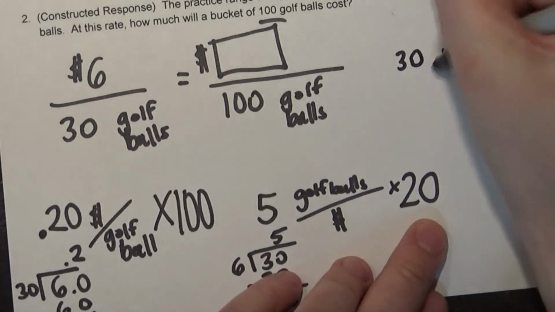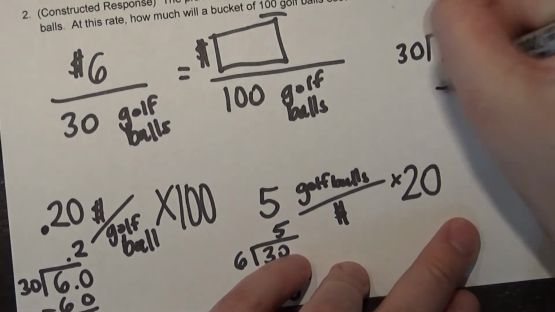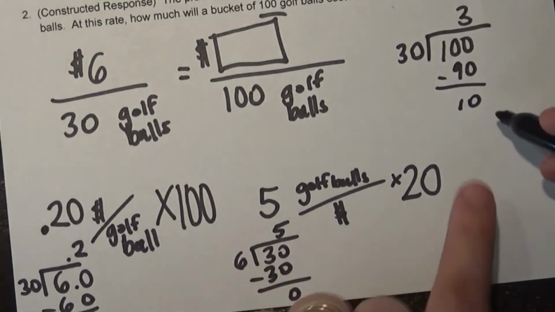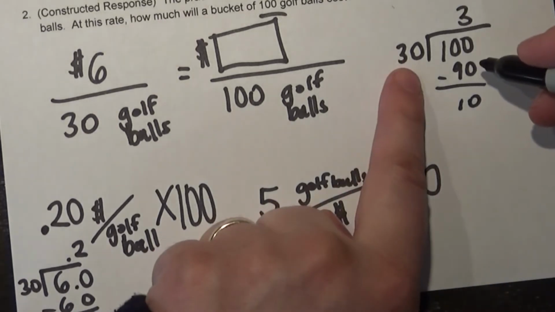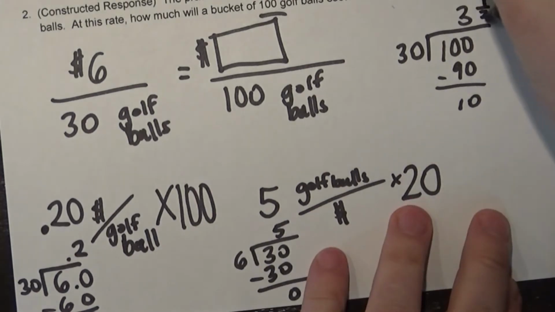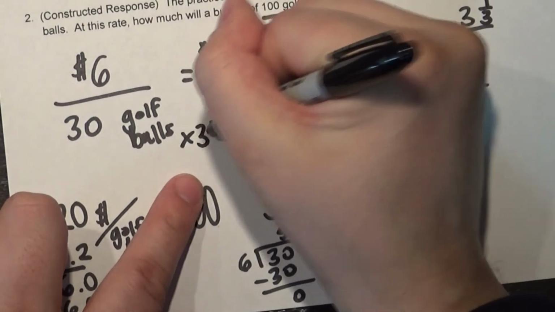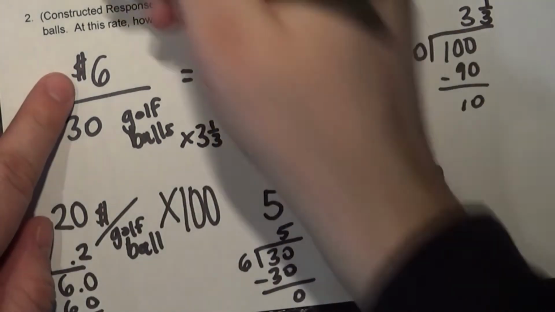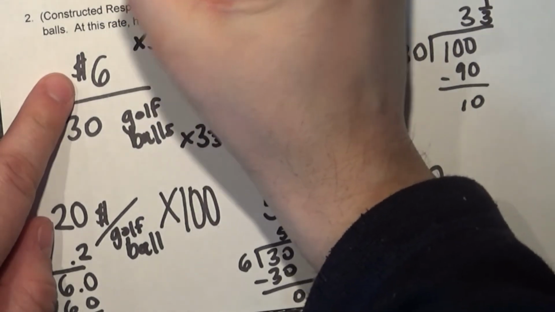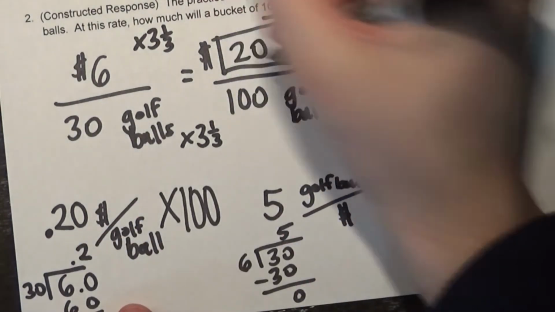100 divided by 30. Now 30 goes into 100 3 times. That equals 90. I can subtract and get 10. With that 10, I can make that a remainder, which would be 10 over 30. But I can reduce that down into 1/3. So if I multiply 30 times 3 and 1/3, I get 100. Similarly, up top, to keep it equivalent, I could take 6 times 3 and 1/3. And you guessed it, if we work out the math, 6 times 3 and 1/3 equals $20.